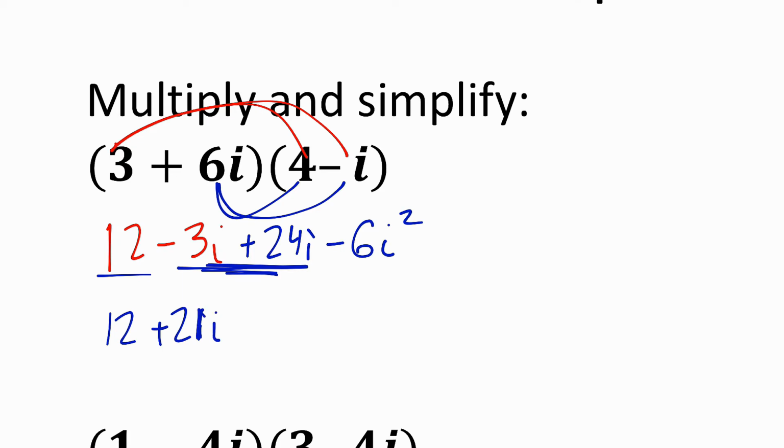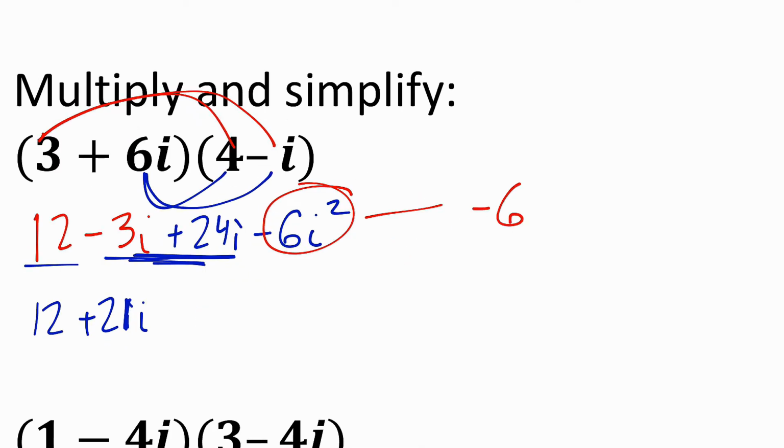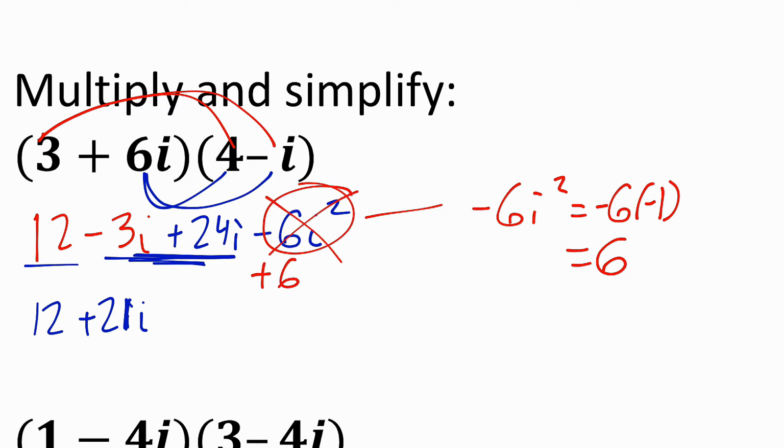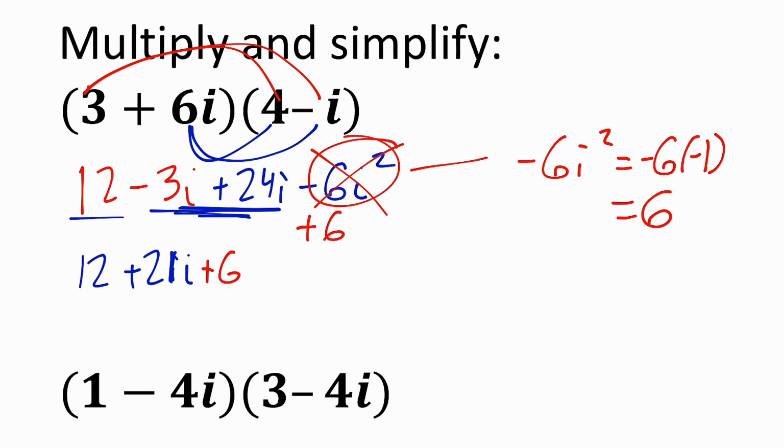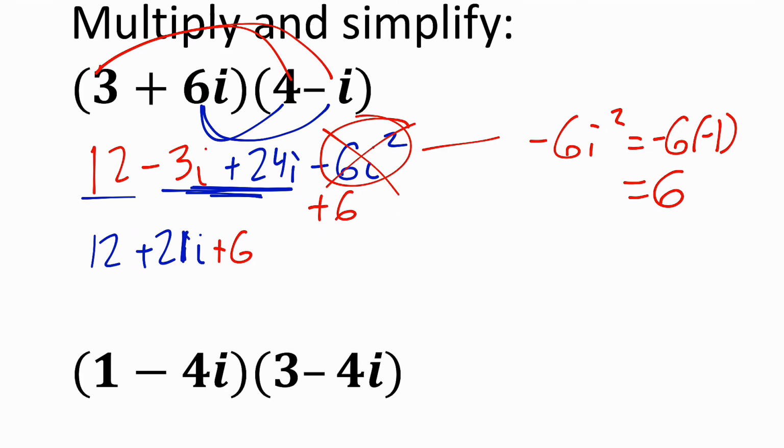Now this negative 6i squared, I want to do a sidebar on this a second. We talked about i squared just in the previous slide. That's really negative 6 times negative 1, which really gives us positive 6. So negative 6i squared, or minus 6i squared, is effectively plus 6. So let's copy that down here. So now we have 12 plus 21i plus 6. We add the 12 and the 6 together, we get 18 plus 21i. So again, pay attention, watch out for those i squareds.